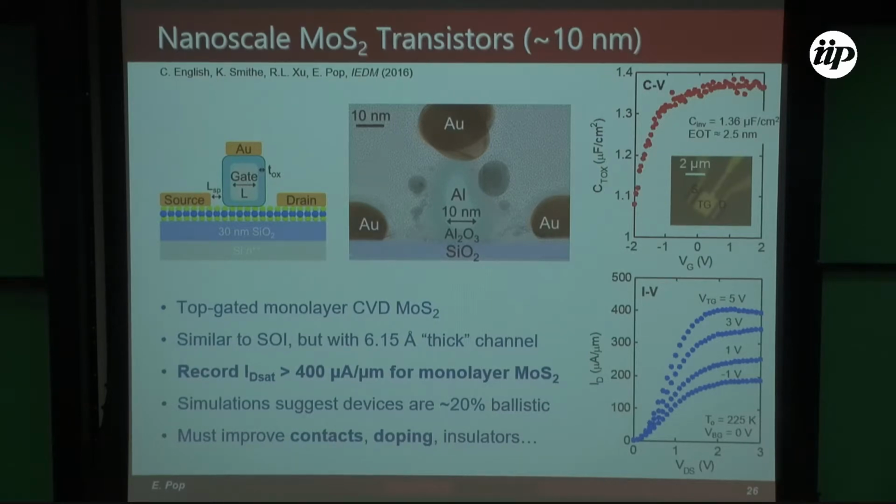These devices get hot. And even before the heating starts to really hurt you, it turns out the contact resistance down here, you can see there's some Schottky barrier at the contacts. So the contact resistance is not that good.